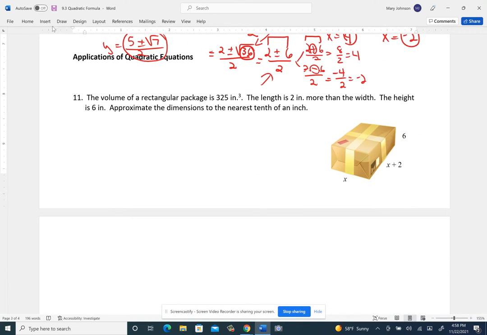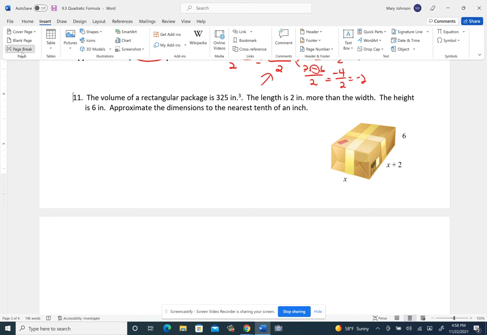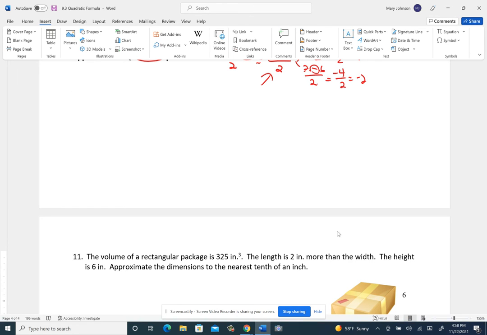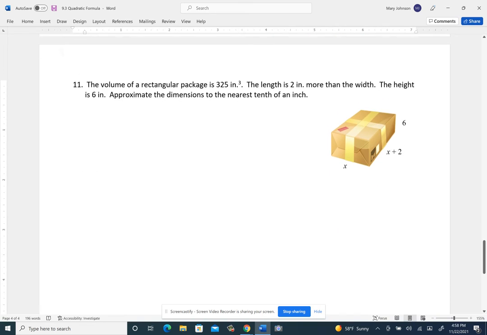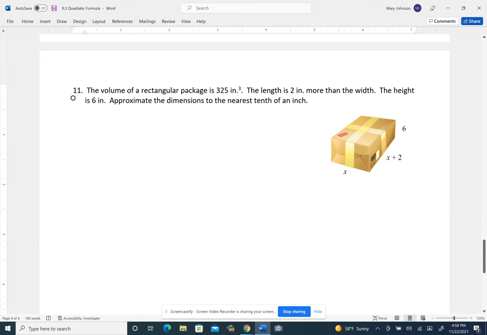Let me go ahead and just get this onto a new page. All right, so this is a really common one, so I just thought I would get you to look at it. This says the volume of a rectangular package is 325 cubic inches. It's volume, so that's why it's cubic inches for the unit. The length is 2 more than the width. The height is 6 inches, and then you're supposed to figure out the dimensions of the box to the nearest tenth of an inch.